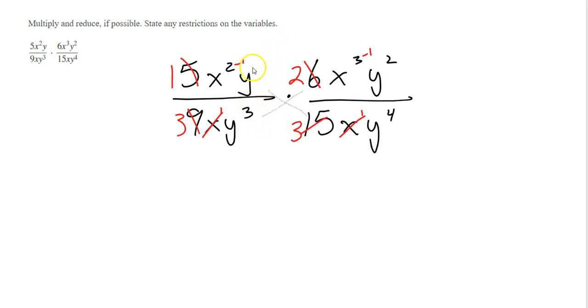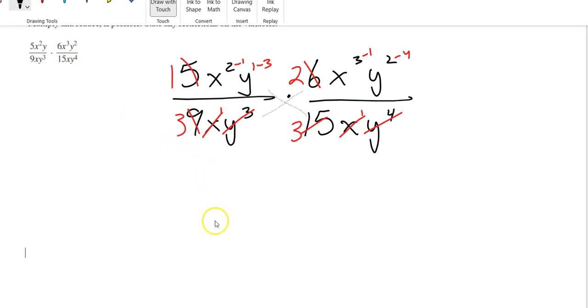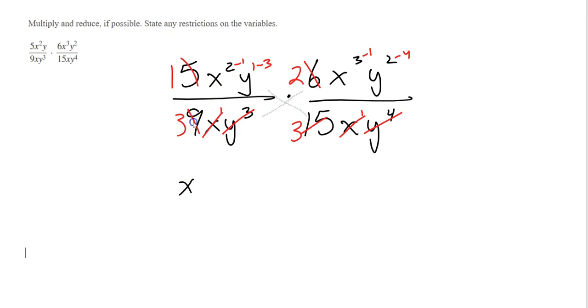So here I've got a 3, here I've got a 1. I've still got to subtract, so I've got 1 minus 3. That means this guy's gone. Here I have a 4, here I have a 2, so it's 2 minus 4. Now this guy's gone. Now I'm going to rewrite. I've still got the 3 and the 3 on the bottom, and I'm not going to start combining those just yet. We've got x to the 2 minus 1, so I'm going to have an x, because I'm not going to worry about that 1.